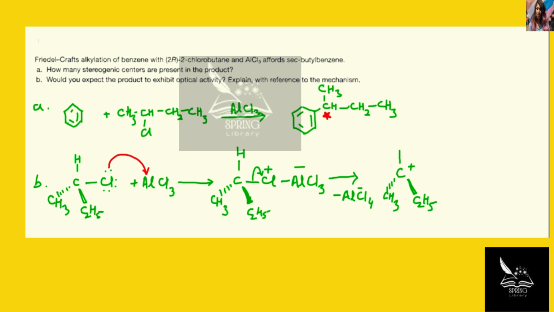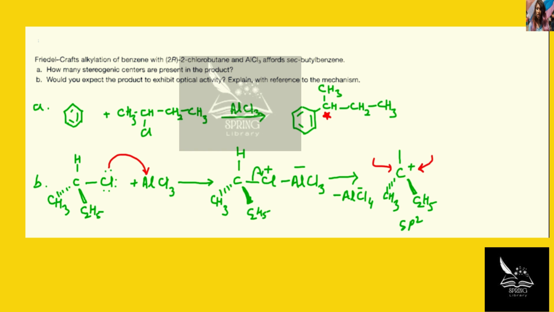So the secondary carbocation is formed, which is quite stable as compared to the primary one, and it has sp2 hybridization, and because of that it has a planar structure. So when it is planar, attack of benzene can take place from both sides. So it can be from this side or it can be from this side. And because of that, two products are formed.